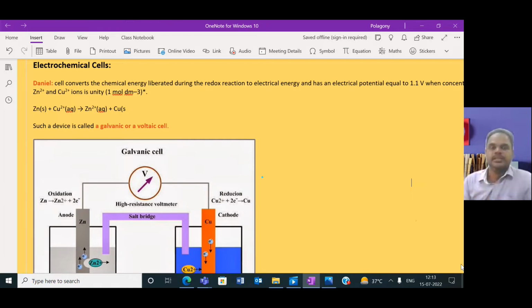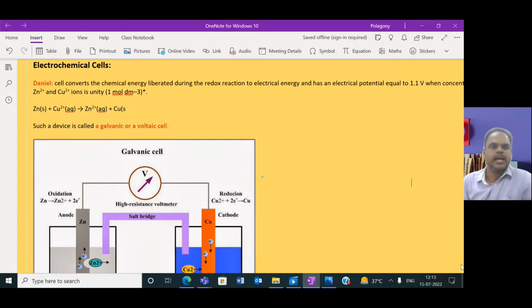But in the case of the galvanic cell, the electrodes, anode and cathode, can be taken differently. It means the anode need not be zinc and the cathode need not be copper. You can take any metal. So the electrodes must be different; they should not be the same. But in the case of the Daniel cell, the electrodes are specified: the anode should be zinc and the cathode should be copper. So that is the difference between the Daniel cell and the galvanic cell.